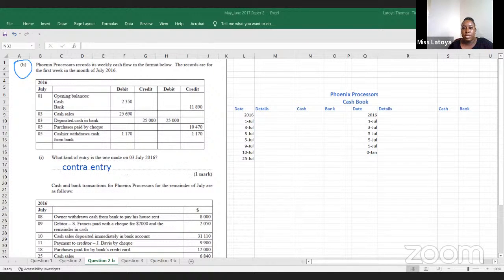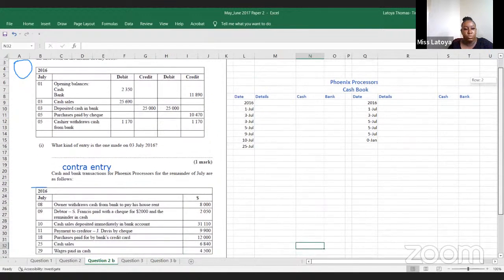Okay, let's read the next part of the question. They gave us further information, cash and bank transactions for Phoenix Processors for the remainder of July are as follows. So they gave us the rest of the transactions for that month. Now let's determine what the question wants us to do.